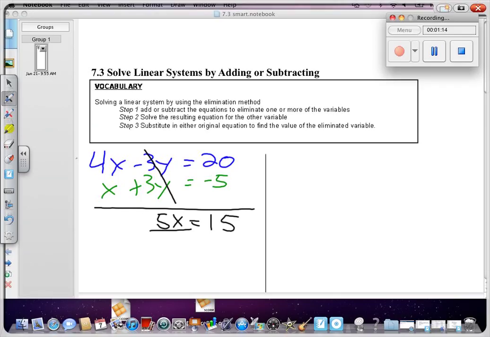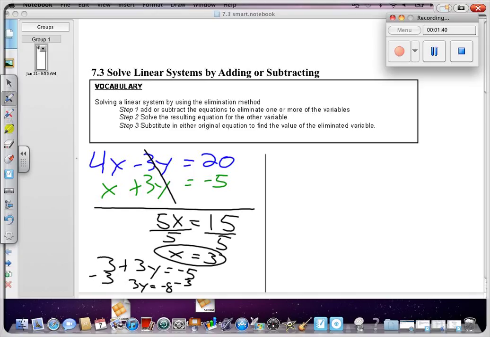Divide both sides by 5. And what does x equal? 3. I know, it's nice, huh? Now I'm going to take this and plug it into either equation for x to find y. I'm going to do it with the green one. Doesn't matter which one. So I'm going to subtract 3 from both sides. I am then going to get 3y equals negative 8. Divide by 3 and I get y equals, we'll just leave it as negative 8/3.